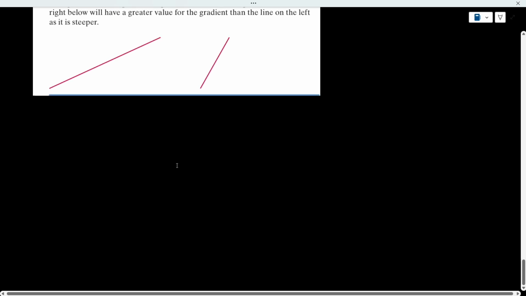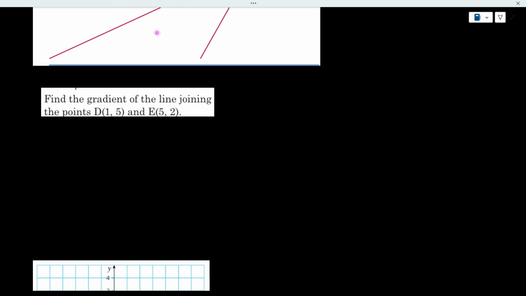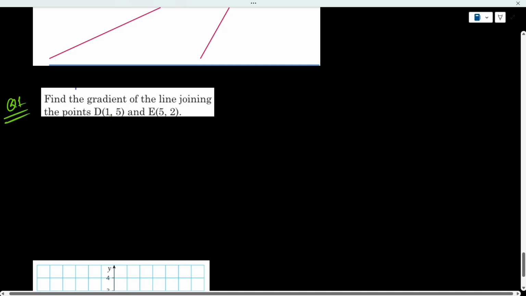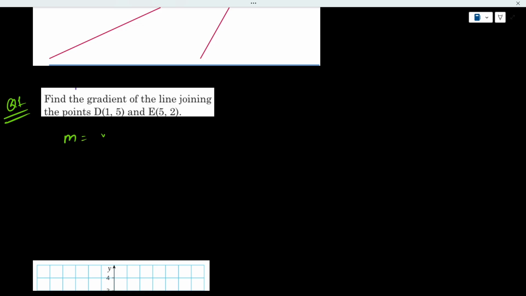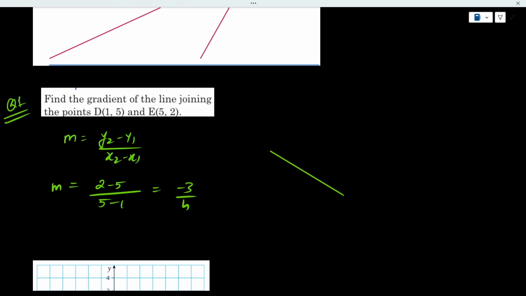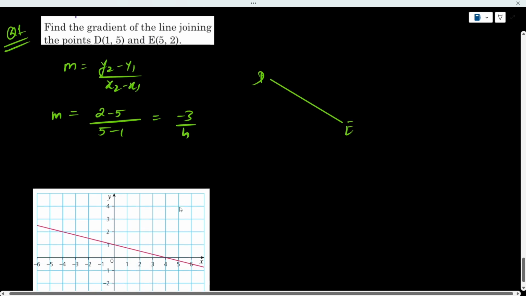Now how do you calculate the gradient when the coordinates are given? In this first question, it says that you need to find the gradient joining the points D, which is (1, 5), to E. So how are you going to do it? You know that the gradient is always (y2 minus y1) divided by (x2 minus x1). So I can take it here, (2 minus 5) by (5 minus 1), which is minus 3 by 4. That means your line is going to be a backward slope, with D here and E here. So your gradient is minus 3 by 4.